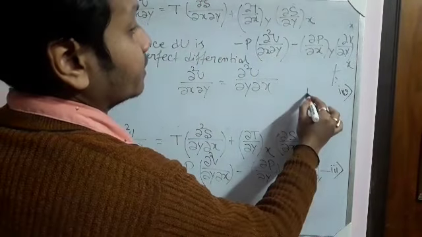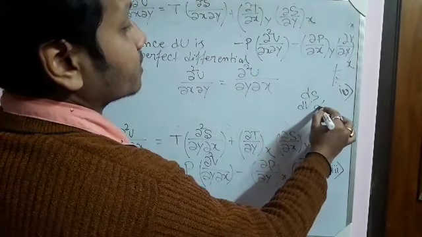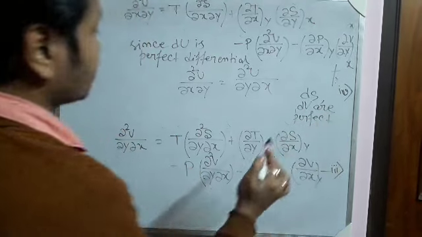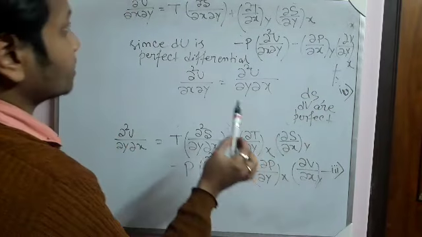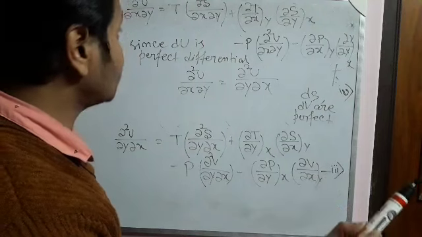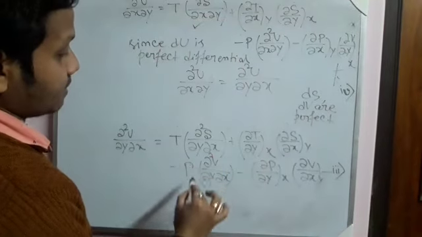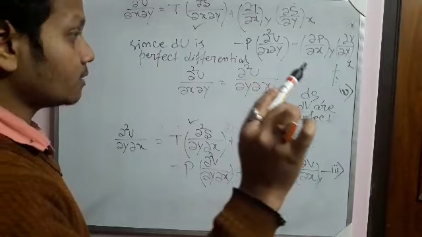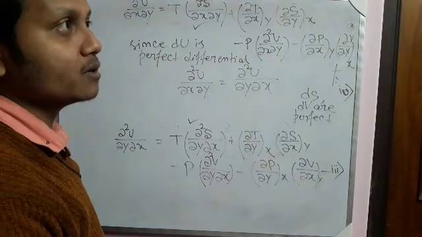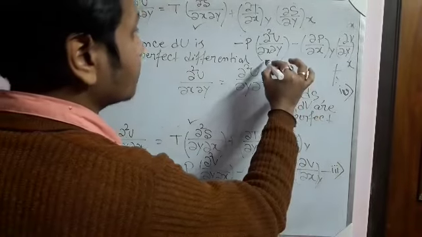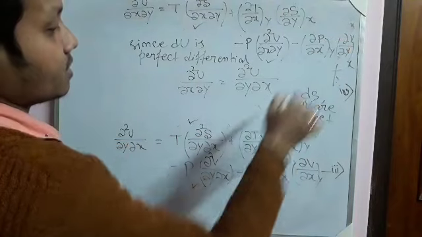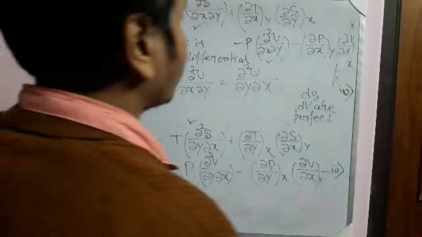On the other hand, ds and dv are also perfect differentials. So if ds is a perfect differential, then del 2s del x del y equals del 2s del y del x. So this and this term cancel, and if dv is a perfect differential, then del 2v del x del y equals del 2v del y del x. So this and this term also cancel. So there are two terms remaining here and two terms here. So we have to write it.